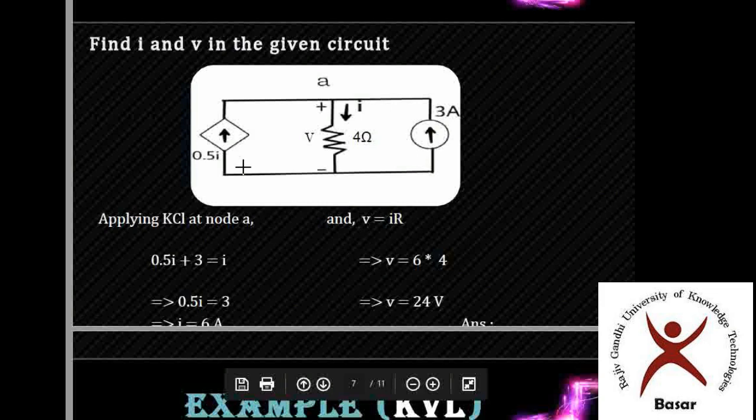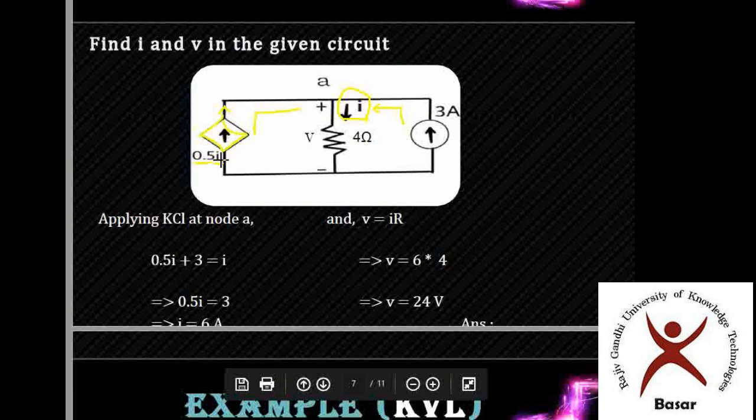Here the entering currents are 0.5 times I, and 3 amps is also an entering current. The rhombus shape is nothing but a dependent source. What is a dependent source? Here, 0.5 times I means 0.5 into the current I. The current through the 4 ohm resistor is I, so you have to multiply this current I with 0.5 to get the current in this dependent current source. This is a current dependent current source.